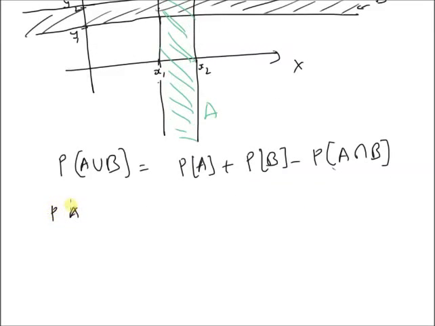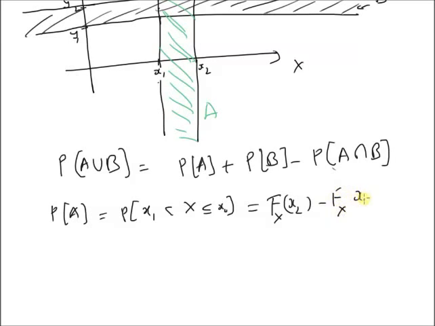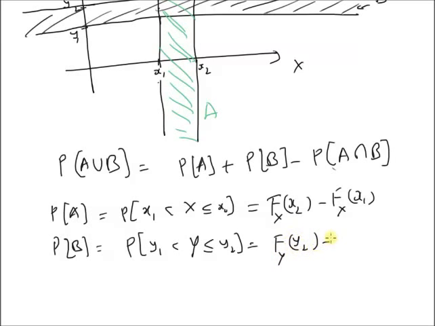So we can easily calculate the probability of event A as the probability of x1 less than x less than or equal to x2, which is by definition equal to the difference between the marginal CDFs at x2 and x1. So the first term is available. Now the second term is clearly equal to the probability that y is between y1 and y2, which is also given by the difference between the marginal CDFs at y2 and y1.